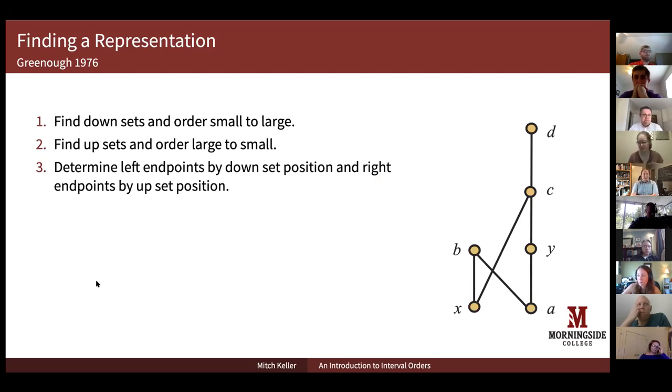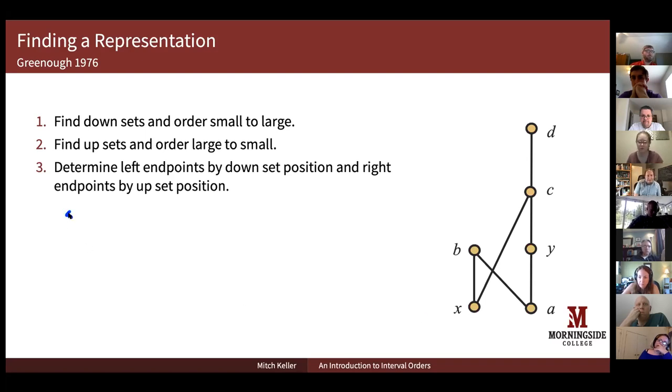Step one, find the downsets and order them from small to large, right? They're totally ordered by inclusion, if this thing is an interval order. And oh, wait a minute, that's an if and only if. So if we write down the downsets and they're not totally ordered by inclusion, we're done by the theorem from Fishburn, right? Those five things are all equivalent. And you actually can dig in a little bit and find the 2 plus 2.